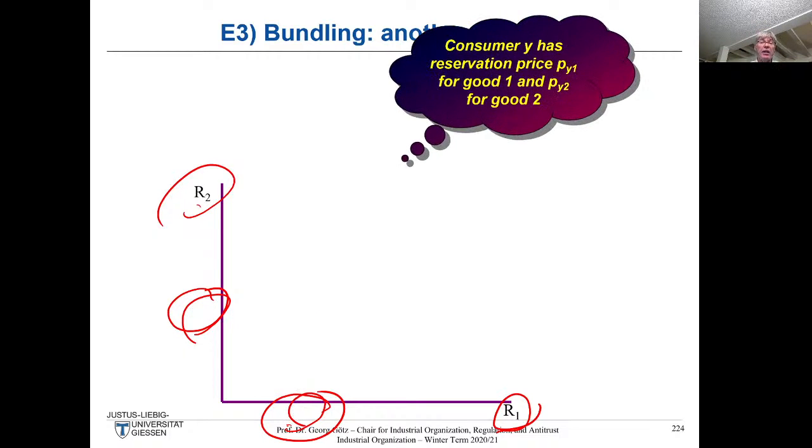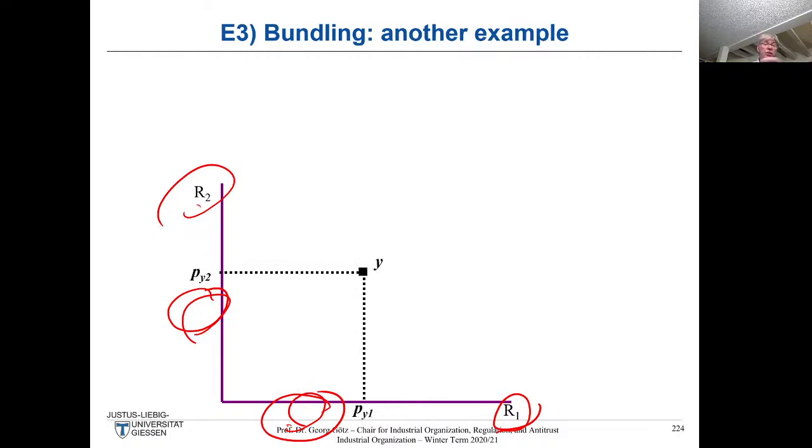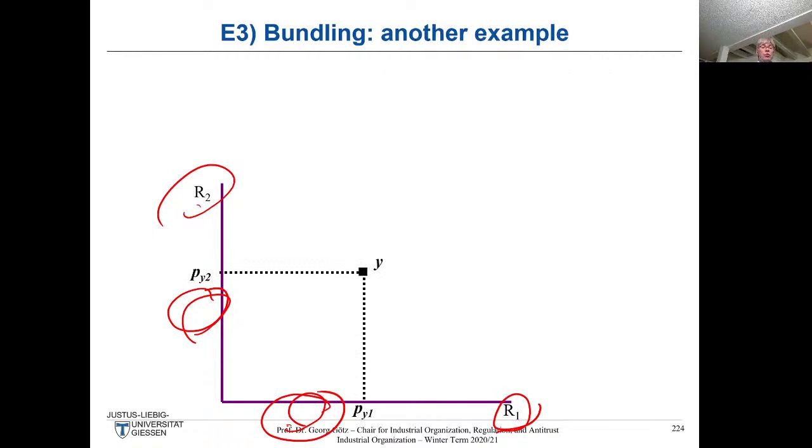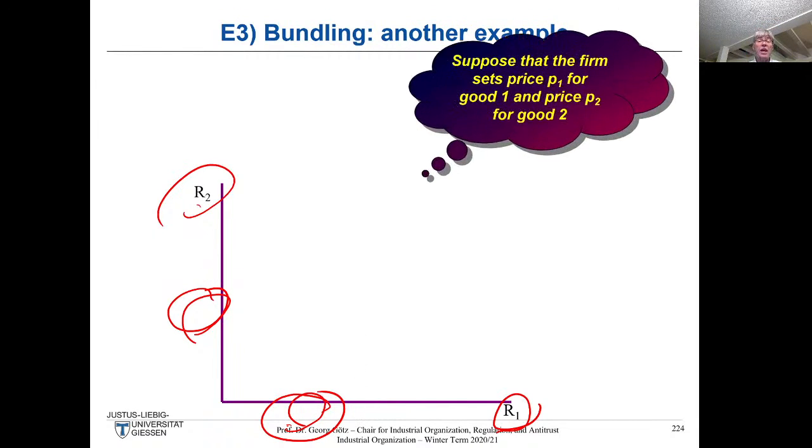And of course, we have many, actually infinitely many here. Consumer Y with just different reservation prices, Y1 and Y2. And of course, how many do we have? We have infinitely many consumers. They are all over here, in this whole range. We can just draw the example here. This would be just another consumer.